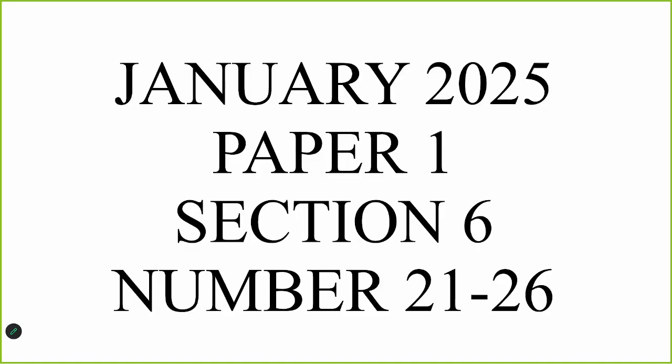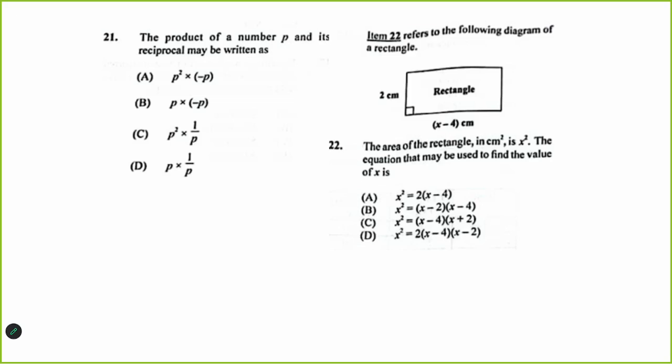Let's look at January 2025. Right? The product of P and its reciprocal would be P multiplied by the reciprocal of P, which is 1 over P. Right? So the answer is D.